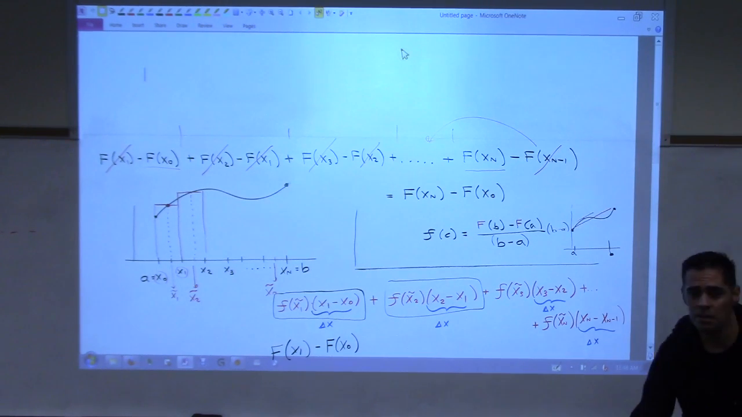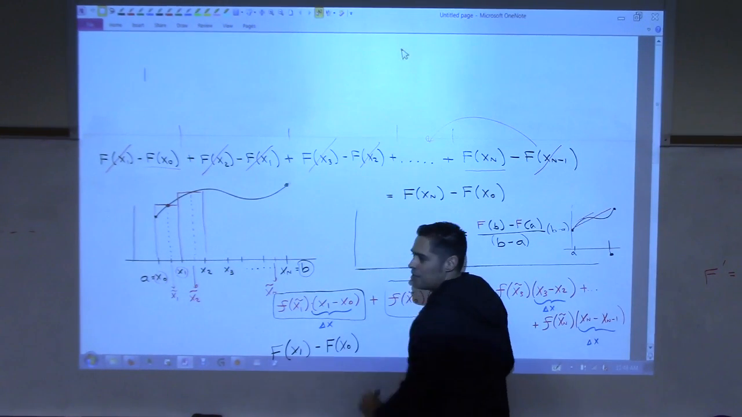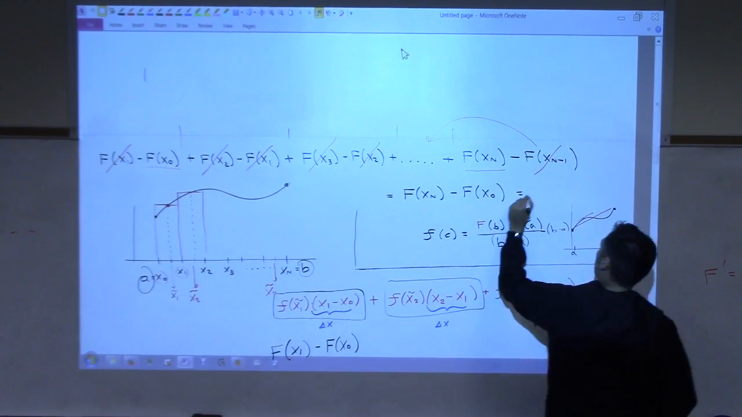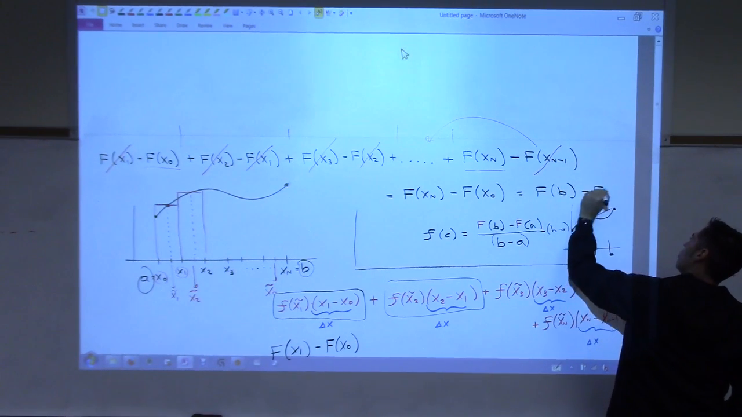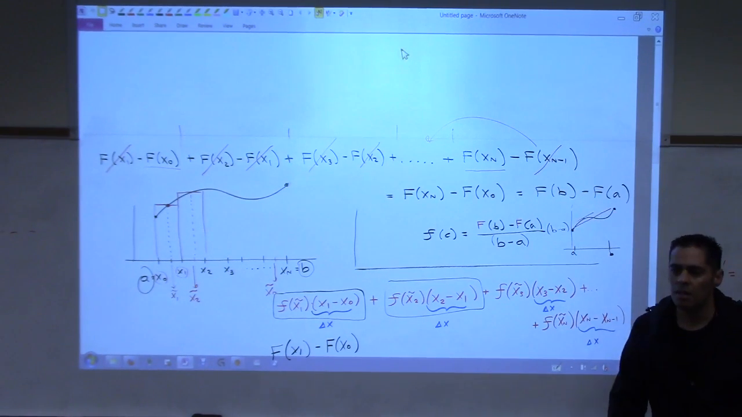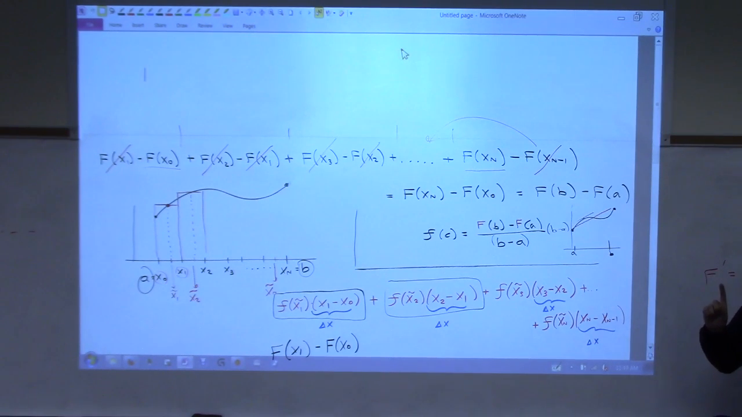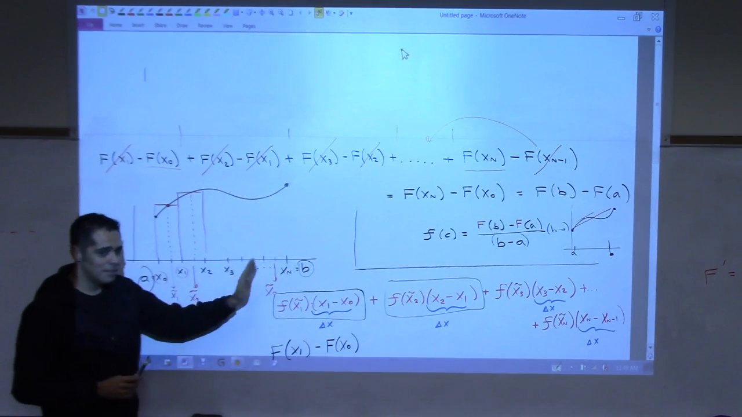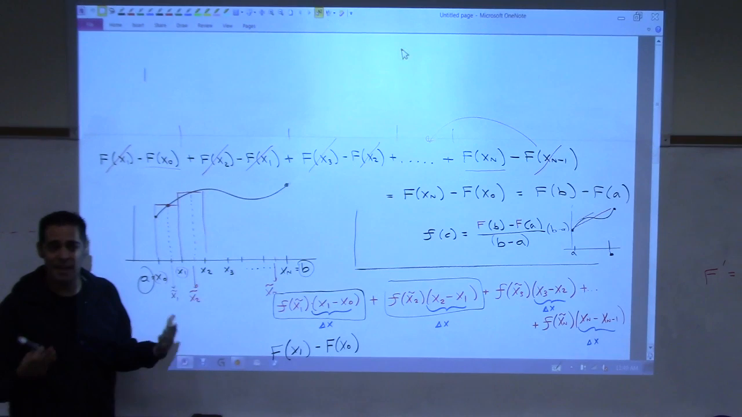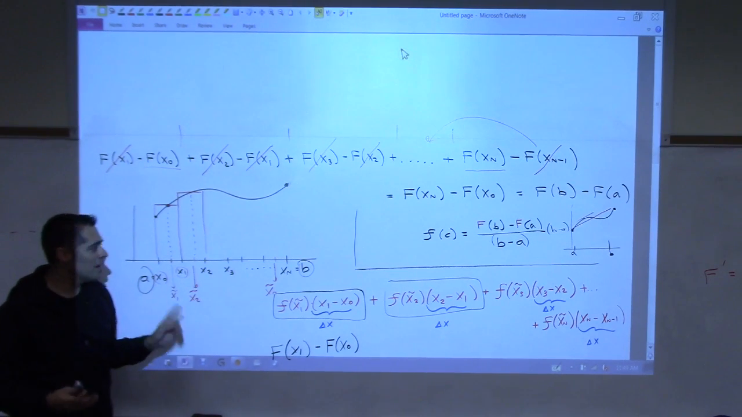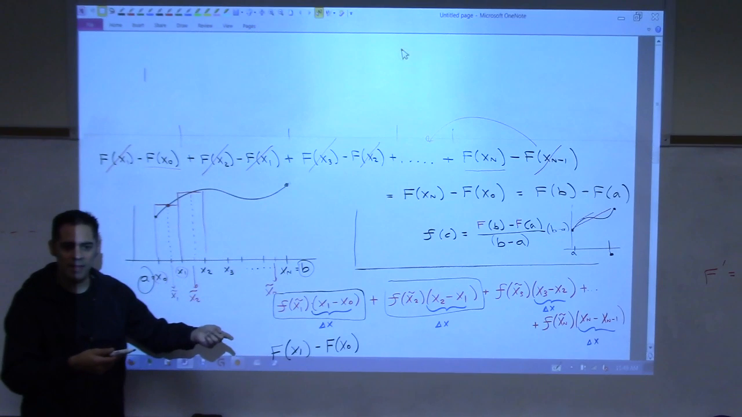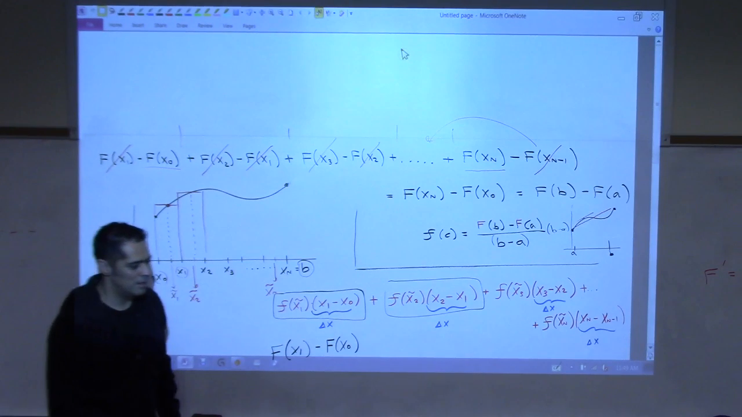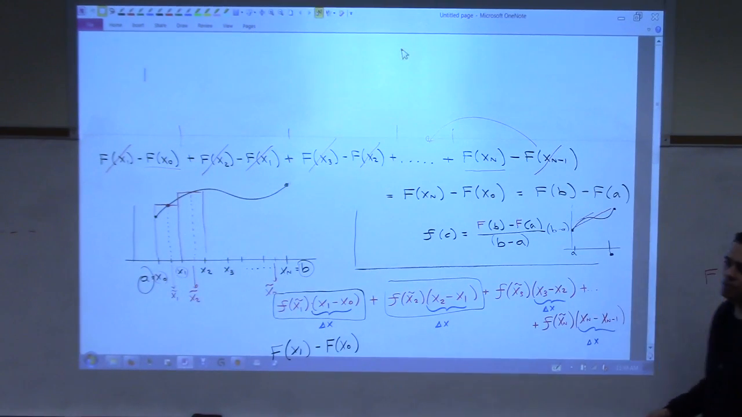What is x sub n? B. What is x sub 0? A. That means that if I want to know the area below this curve, all I need to know is the antiderivative and then plug in the two endpoints to the antiderivative, and I have the area. Unbelievable. The mean value theorem has to be used to do that.